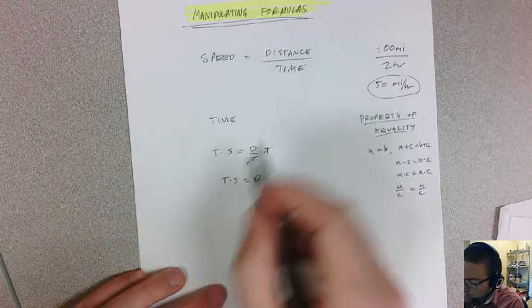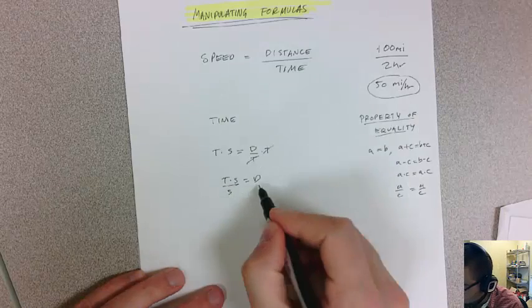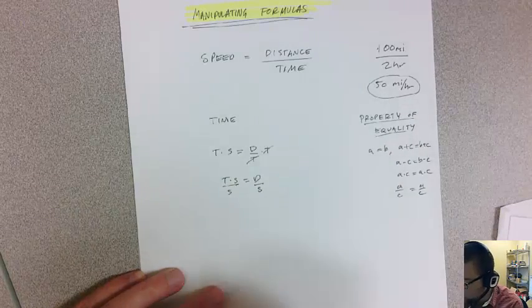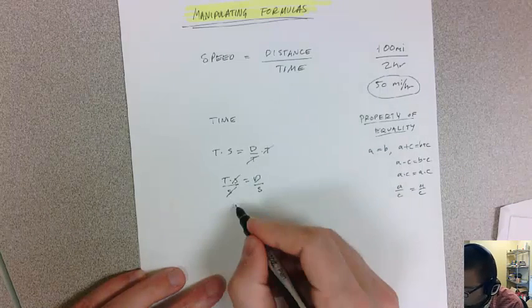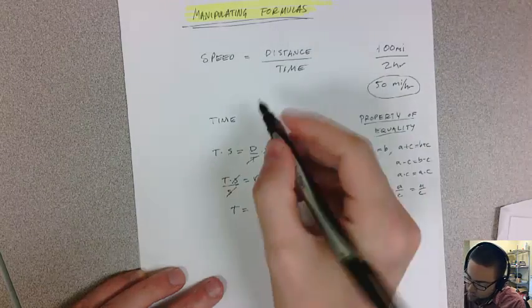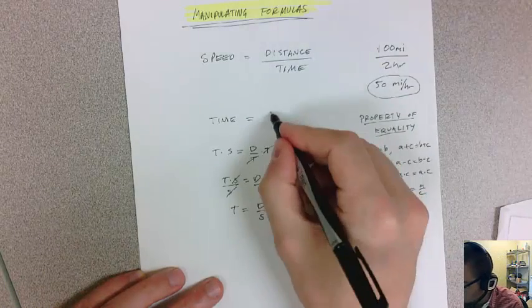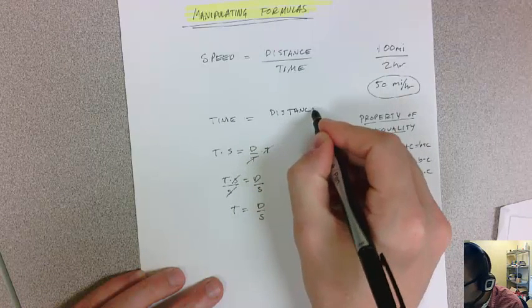So I want to get time by itself, so I need to get rid of multiplying by S, so I'm going to divide by S. And whatever I do to one side, I do to both. So S divided by S is just 1, and I get T is equal to D divided by S. So what that is telling me is that the time is equal to the distance divided by the speed.